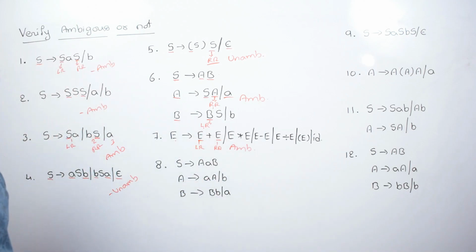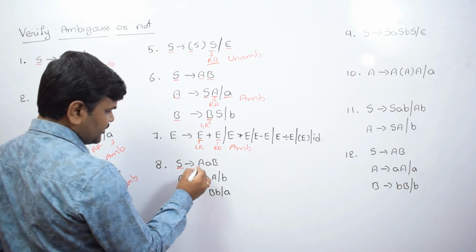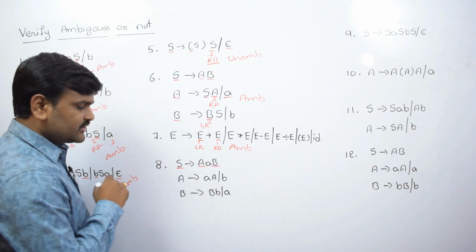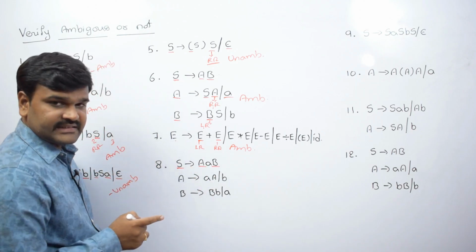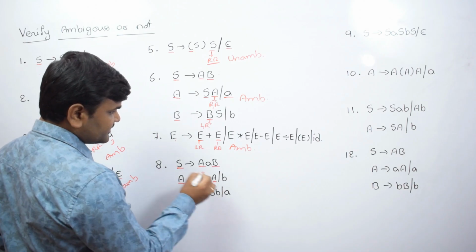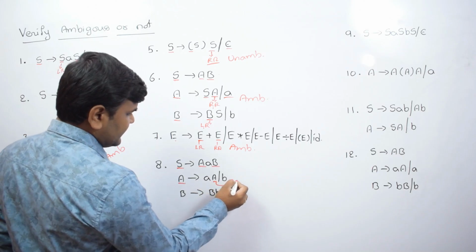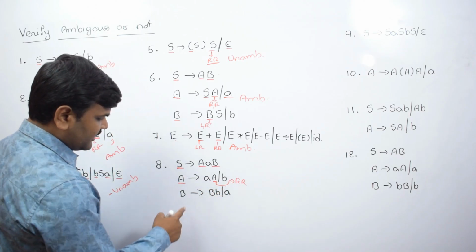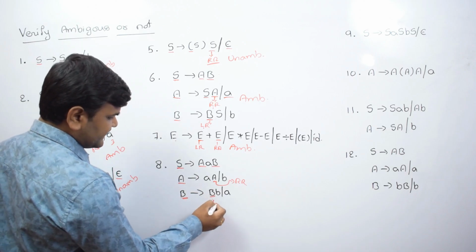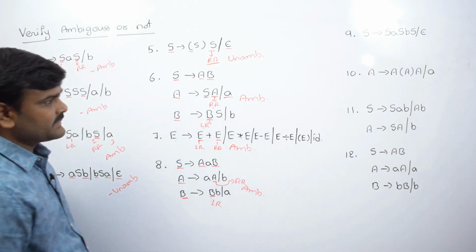Next, S on the LHS side: no S in the first position and no S in the last position, so here there is no recursion. Now A is there in the last position, so that is right recursion. In this case B, B, so that is left recursion. So this is also an ambiguous grammar.